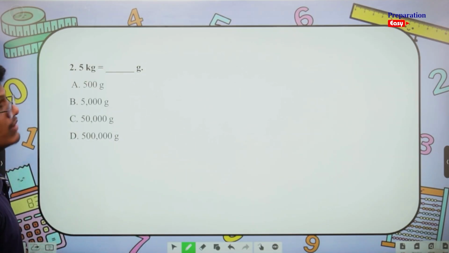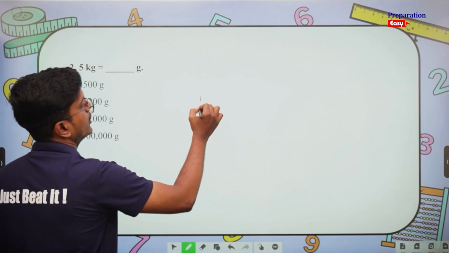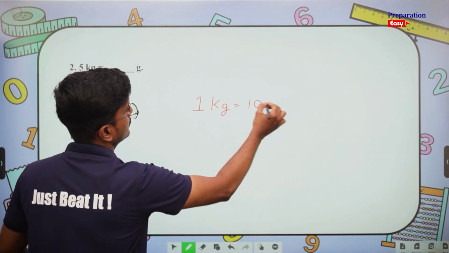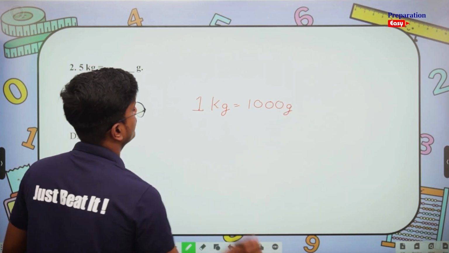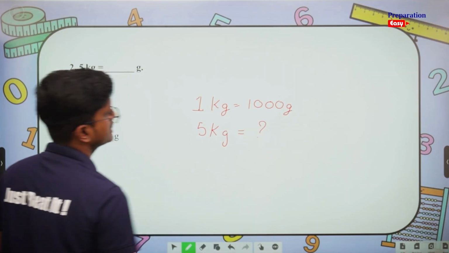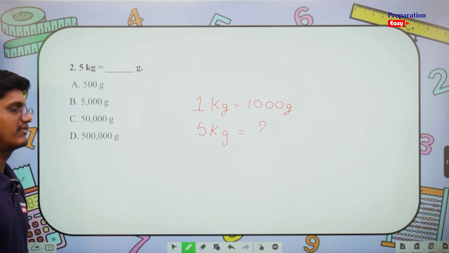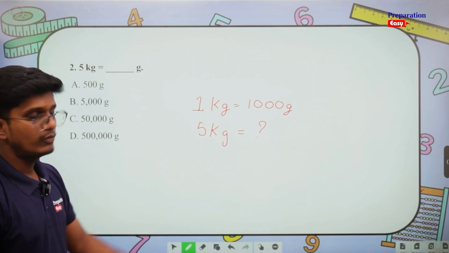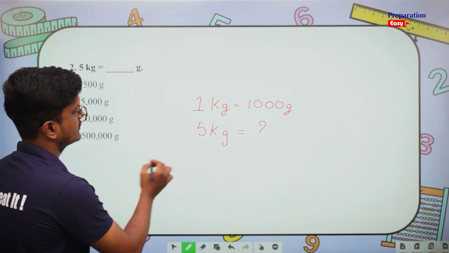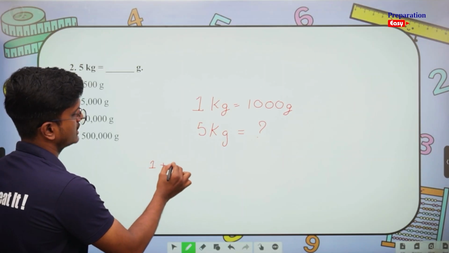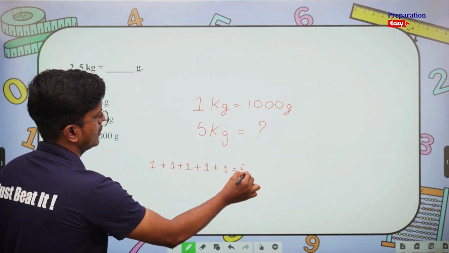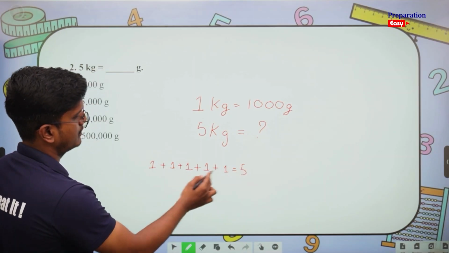5 kgs equals how many grams? We know that 1 kg, which is kilogram, equals 1000 grams. So 5 kgs is how much? If this kind of question is there, we can do a cross multiplication in the simplest way. We can split this 5 into 1 plus 1 plus 1 plus 1 plus 1, which is also equal to 5.